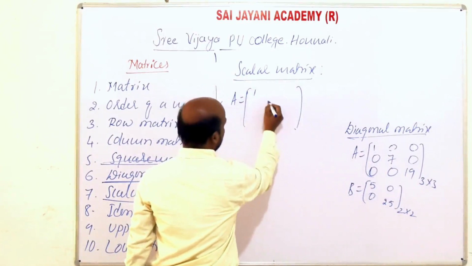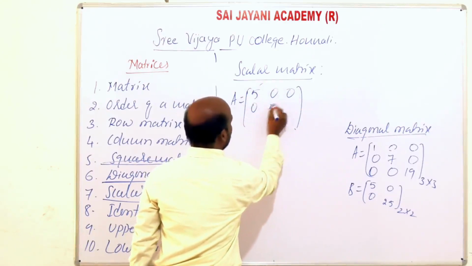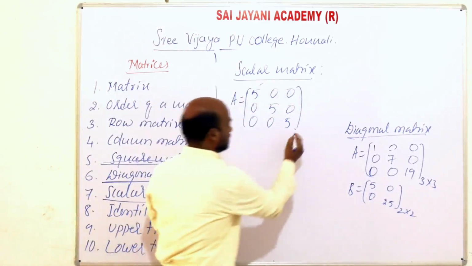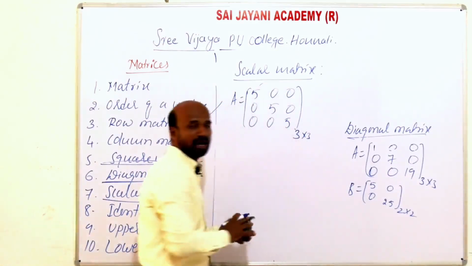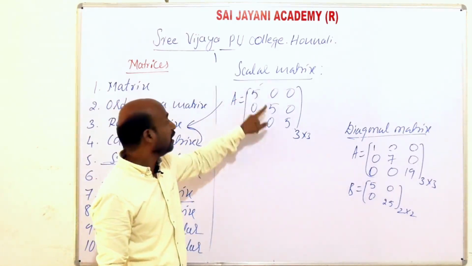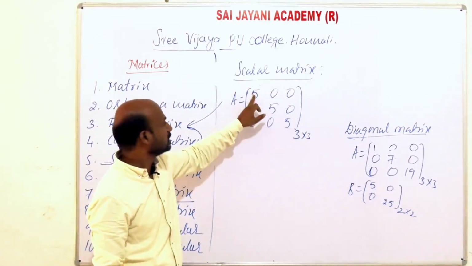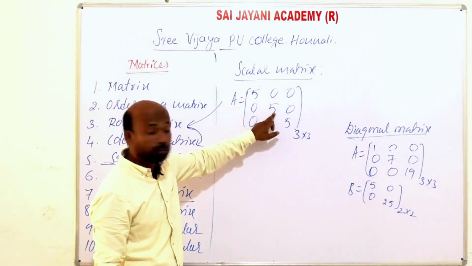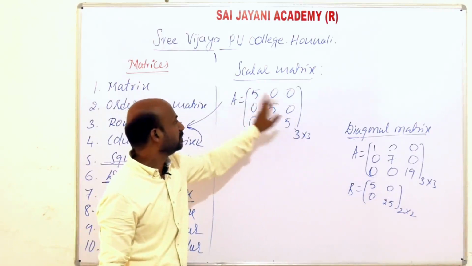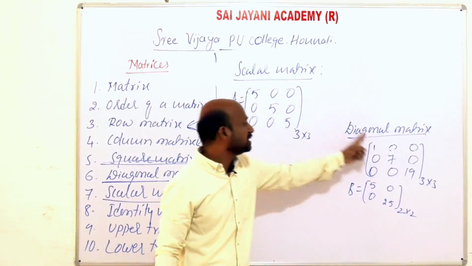So let us take this as 5, 0, 0, 0, 5, 0, 0, 0, 5. Obviously, it has 3 rows and 3 columns. It is a square matrix. A square matrix is said to be a scalar matrix if all the diagonal elements are same. See here, diagonal elements A11 is 5, A22 is 5, A33 is also 5. Diagonal elements are same. This is one definition. Another definition is a scalar matrix is a diagonal matrix.